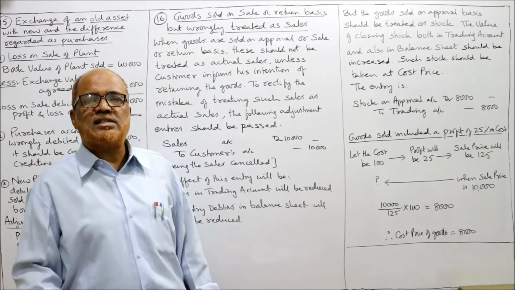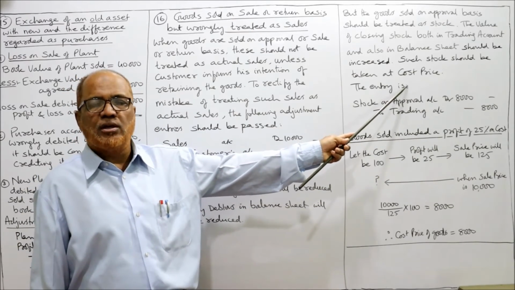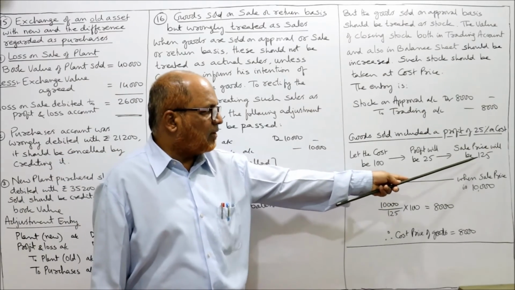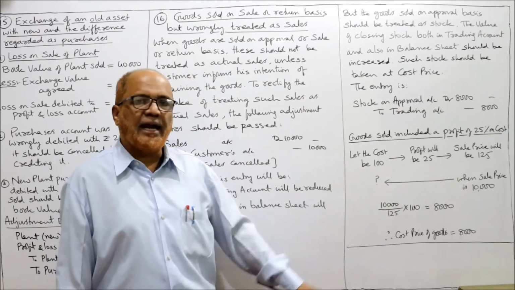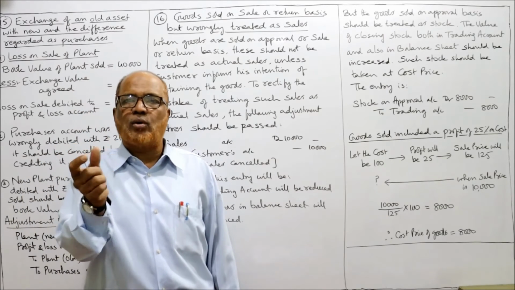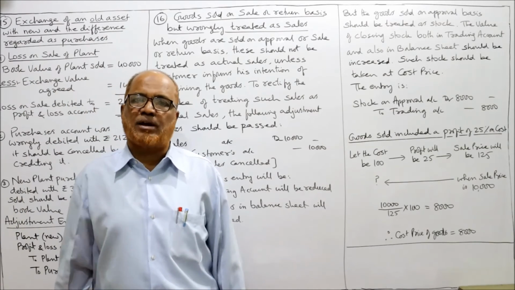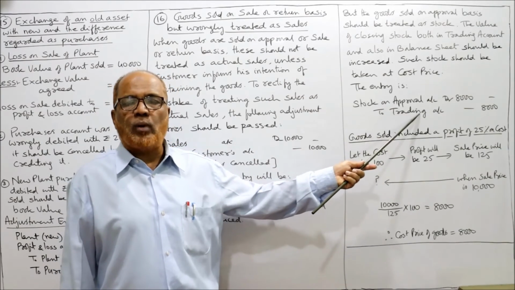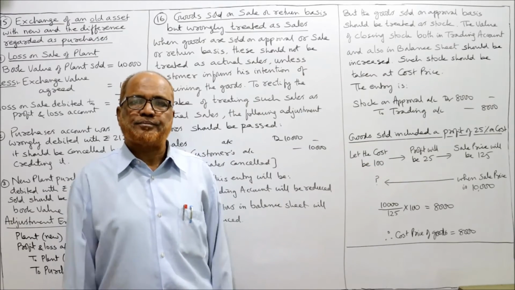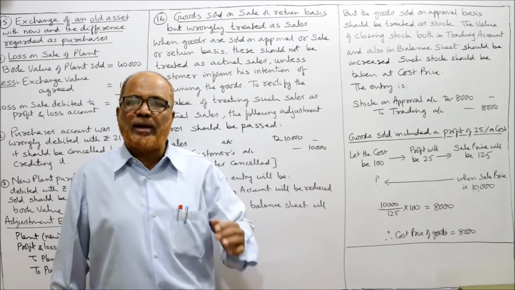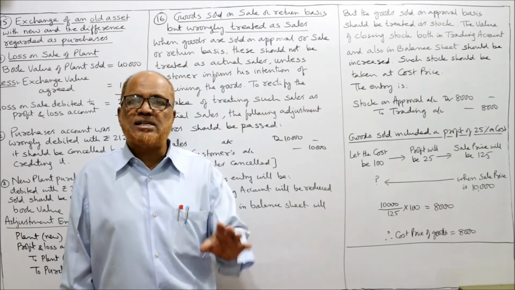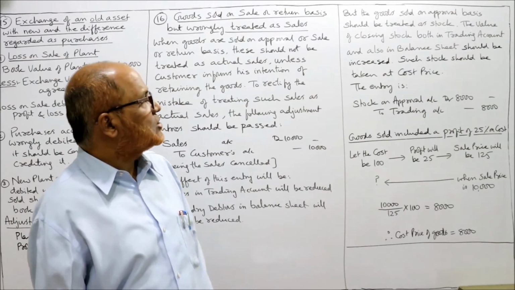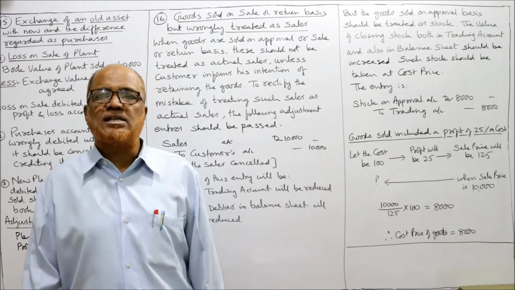What is the actual sale price given in the problem? 10,000. For 10,000 actual sale price, how much would be the cost? So 10,000 divided by 125 into 100, you will get 8,000. So the cost price of the goods lying in the hands of the customer for approval is 8,000. So entry will be stock on approval account debit to trading account. That's all. So these are the adjustments we have to make when goods are sold on sale or approval basis or sale or return basis. That's it. So this is the end of problem number 16.